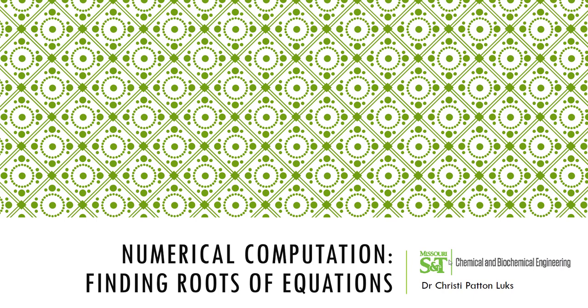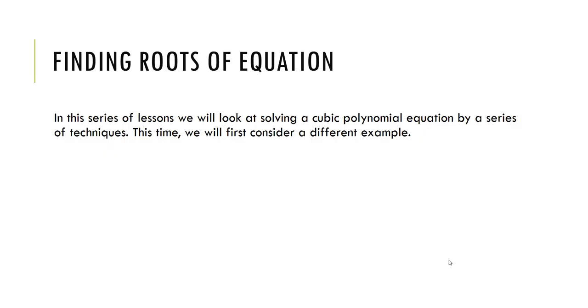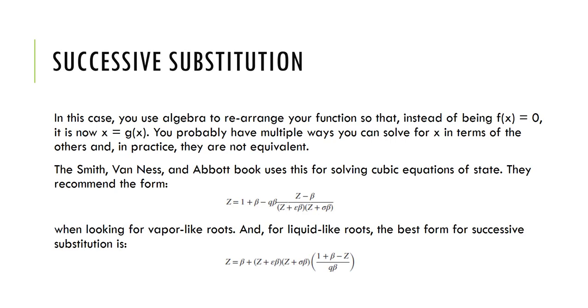In this video lesson, I want to talk about successive substitution, but I've pulled up the slides that I used talking about it with Excel. Basically, the idea is that I can take my equation f of x equals 0 and solve it for one of the instances of x. This is particularly useful for chemical engineering students because we can use this to solve for roots of the cubic equations of state. Smith, Van Ness, and Abbott do that, and this is their notation.